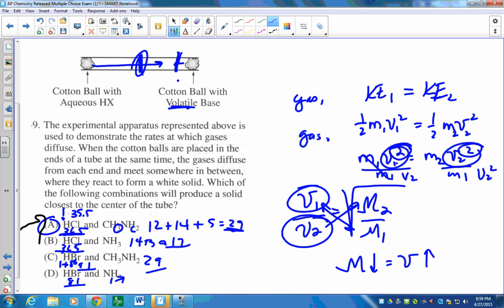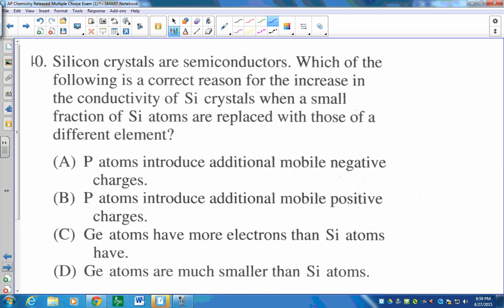Okay, what am I doing wrong here? Hydrogen is 12, and carbon is 12, and nitrogen is 14, and 12 and 14 is 26, and 26 and 5 is 31. I'm an idiot. I can't even add. These are 31. I'm looking at the key going, where the heck did I get that 29? Sorry about that. I calculated the molar masses wrong.